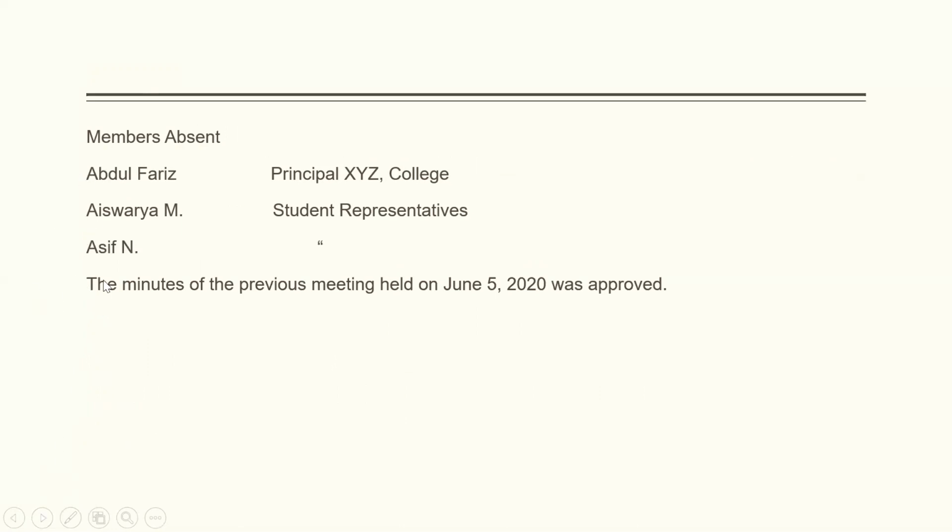Next, you start writing the minutes. The first thing is the minutes of the previous meeting held on June 5th. So the previous meeting was held on June 5th, 2020, and all the matters in that meeting were approved.